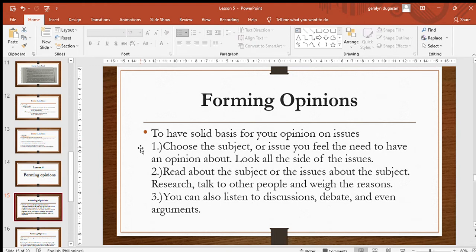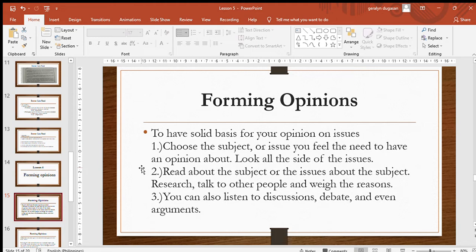Number 1, choose the subject or issue you feel the need to have an opinion about. Look at the process of forming an opinion as an internal argument with yourself, a mental debate, so to speak, and this means looking at all sides of the issue, the pros and the cons.